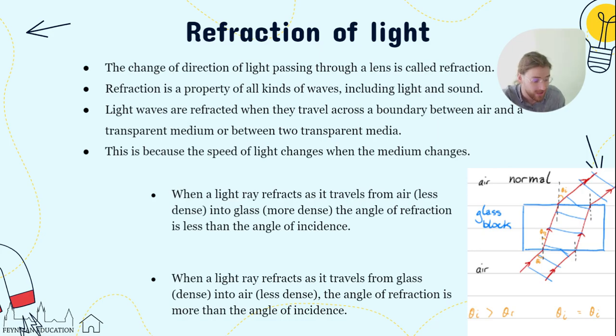Okay. So when you have light coming in, it is going to bend towards the normal. That makes the angle of refraction less than the angle of incidence. Okay. When it is leaving the glass or the water or whatever, it is going to travel away. So the new angle of incidence, the one in the glass, is going to be less than the angle of refraction when it is leaving into a less dense medium.